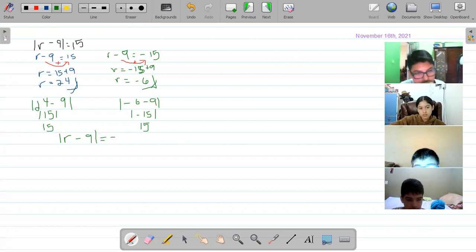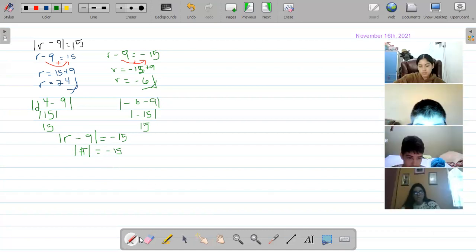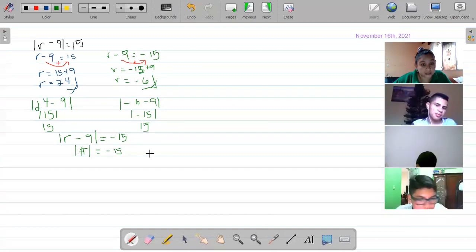Now, is there any possibility that you can have r minus 9 inside of an absolute value equal to negative 15? Is there any possibility where you can have a negative 15 as an answer if we have an absolute value? If we solve this, is there any number inside an absolute value that will give you negative 15? Does that possibility exist? Does a possibility exist that an absolute value is a negative number? No, it does not exist.